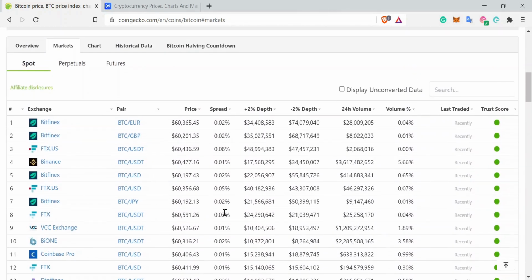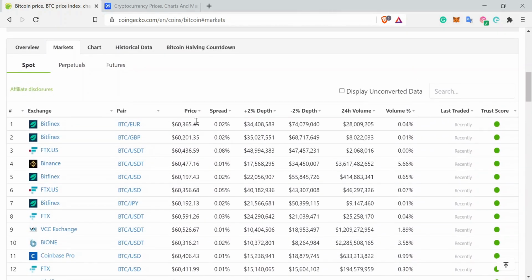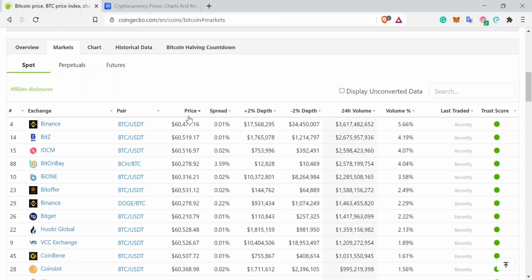But we can actually look at the best exchange, or where it's traded the most, and let's do 24-hour volume, and we can see that is Binance. So no surprises there considering our previous video. And then BitZ is next, and then IDCM. Okay, so those are the top three exchanges, but notice the volume is significantly higher than a lot of other exchanges.